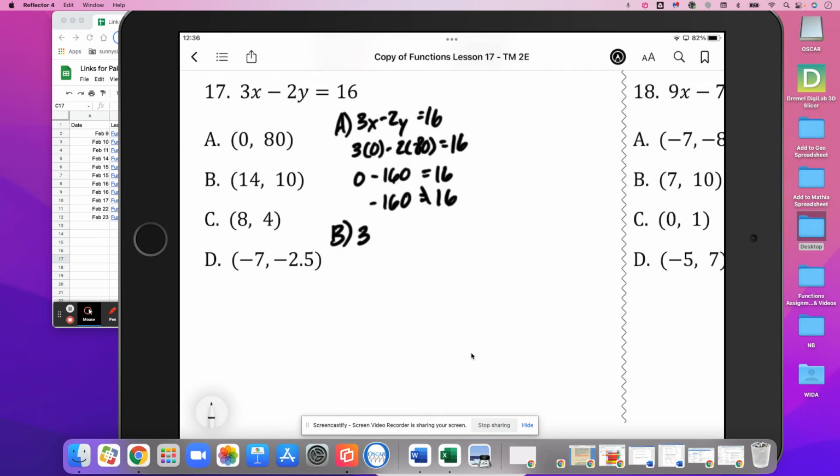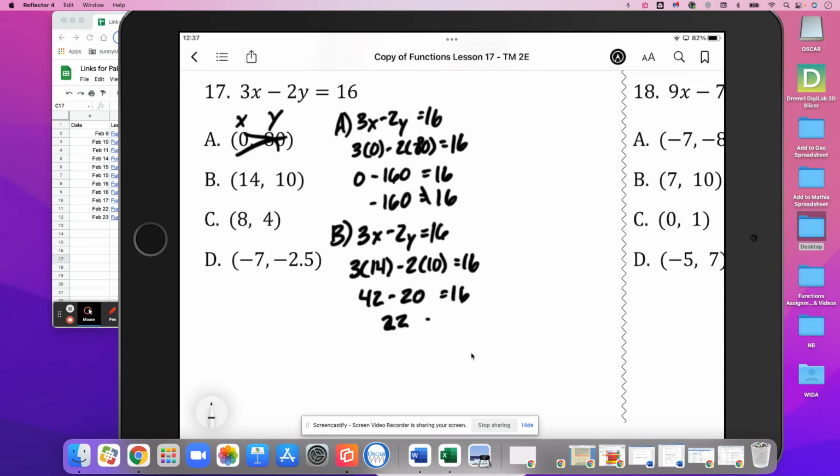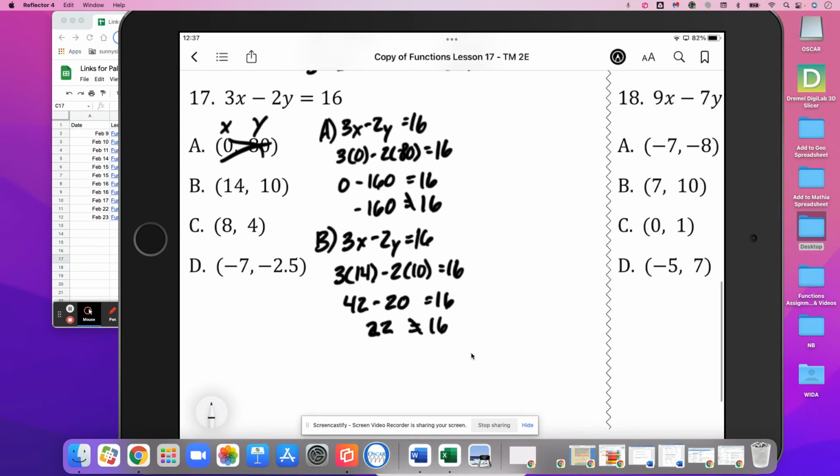For B, 3x minus 2y equals 16. And again, our x is on the left, y is on the right. So A was no. B, we've got 3 times 14 minus 2 times 10 equals 16. So 42 minus 20 equals 16. And the answer is no. 22 is not equal to 16. So B does not work either.